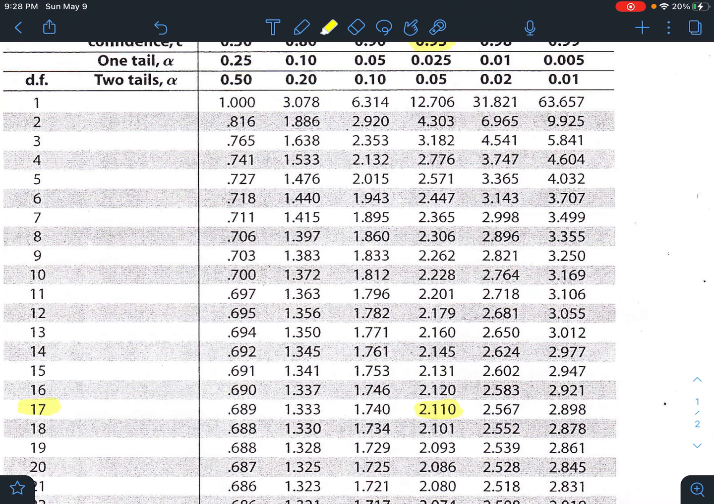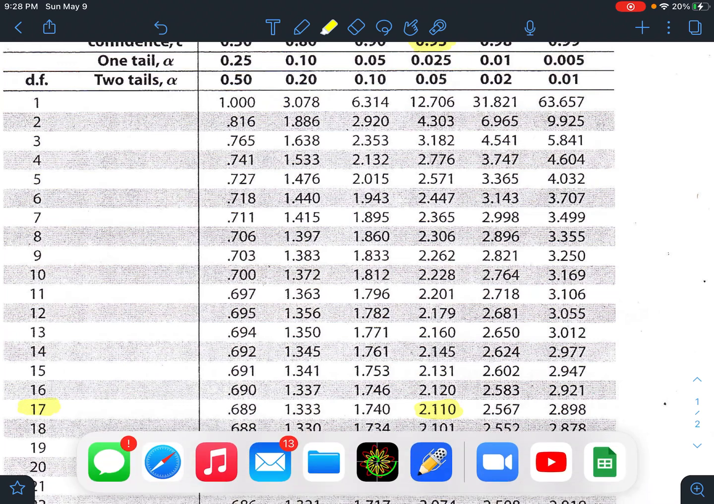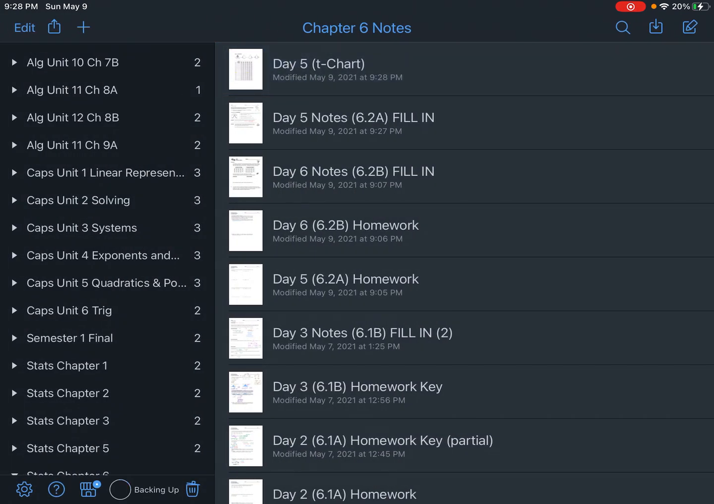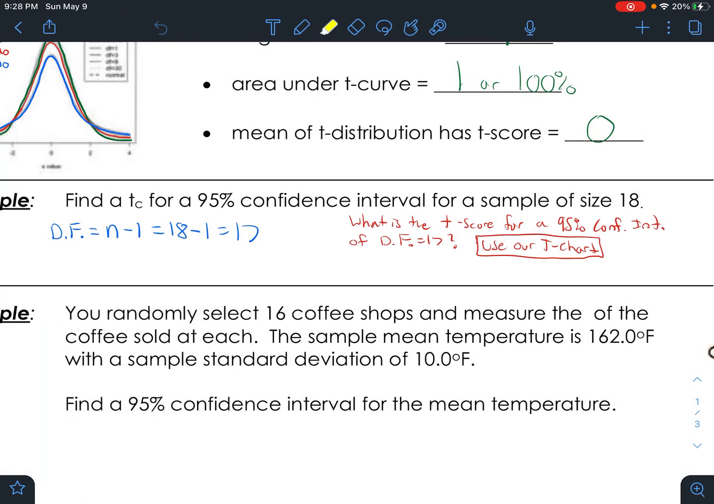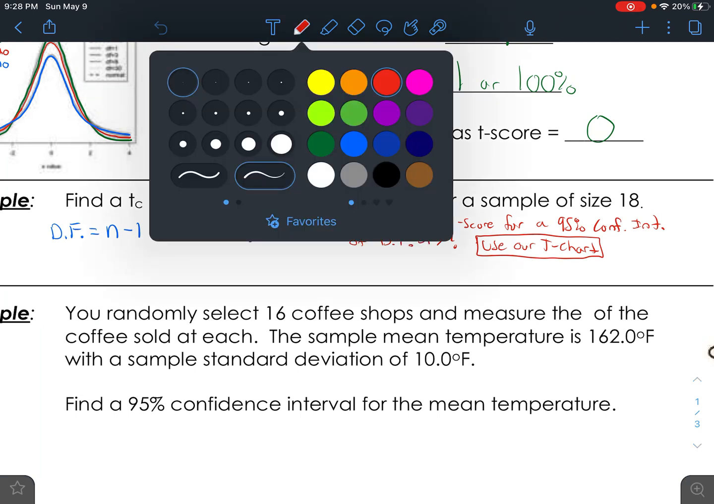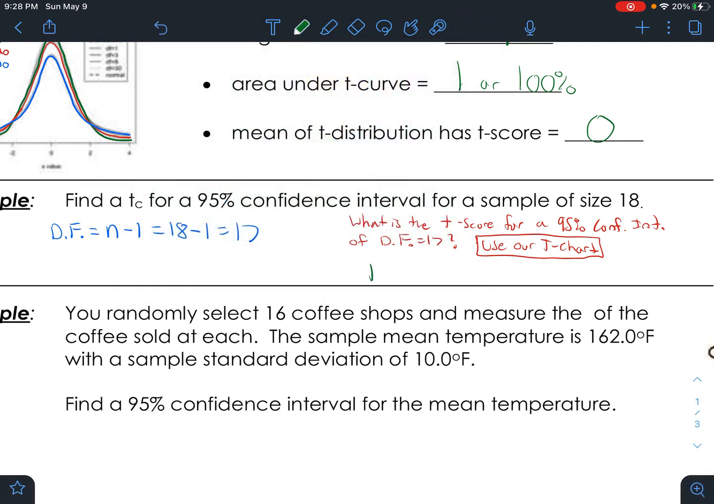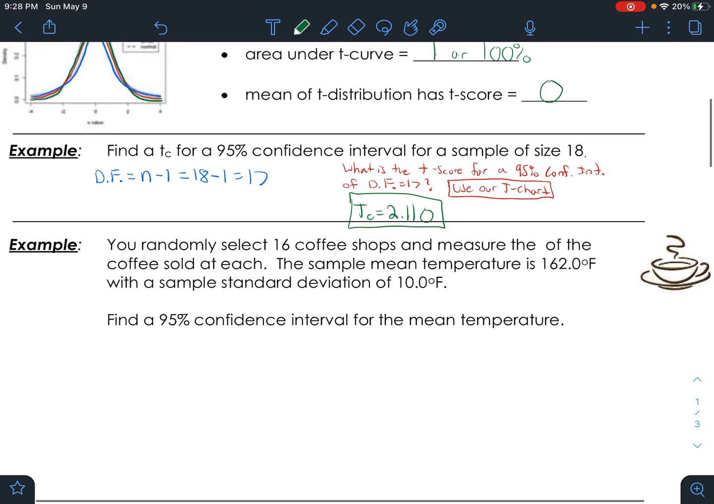So my t-score would be 2.110. Let's just make sure I'm remembering the right number. Yes, I am. Awesome. All right, 2.110 would be my t-score. So that is an example of finding a t-score.